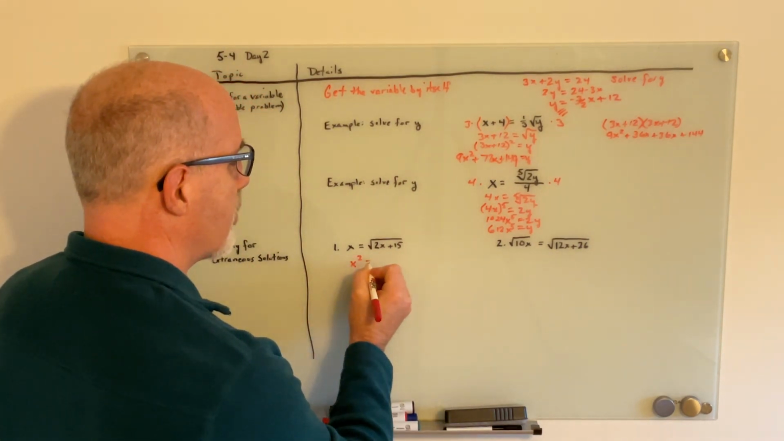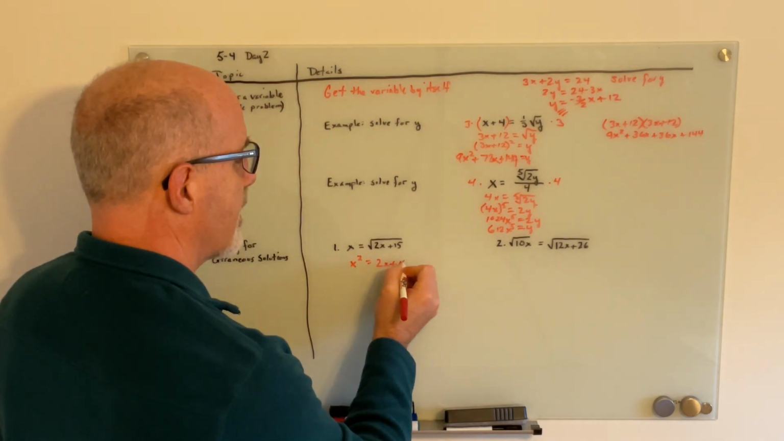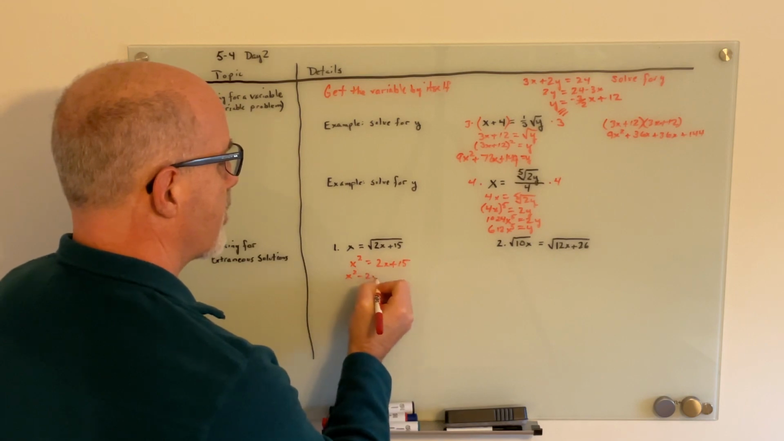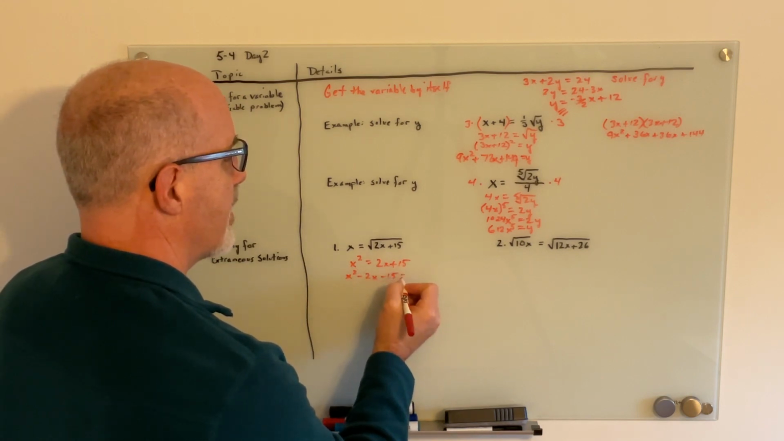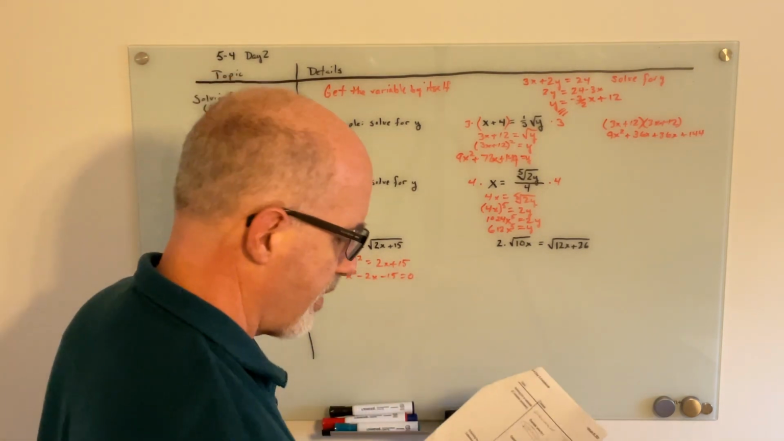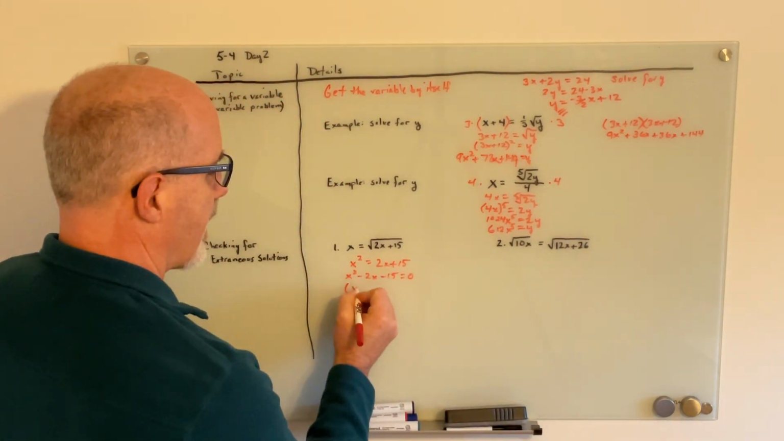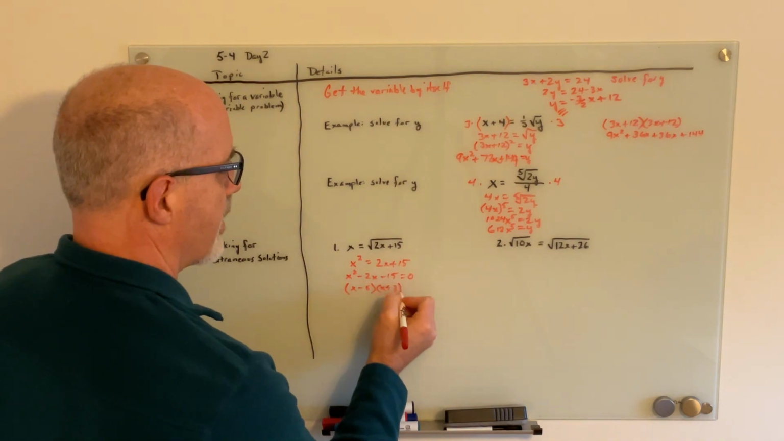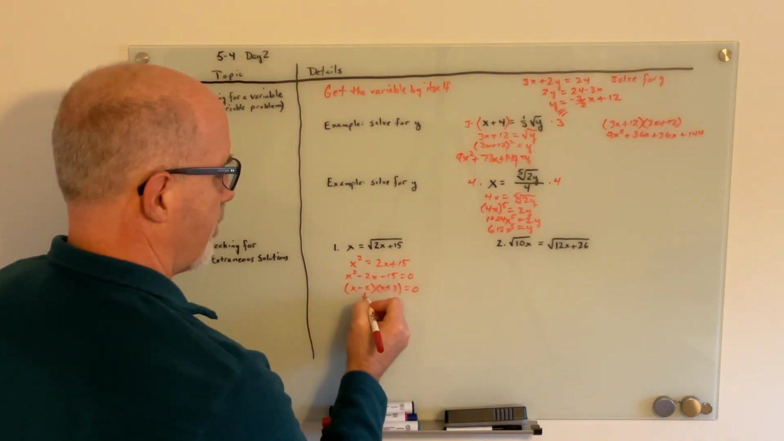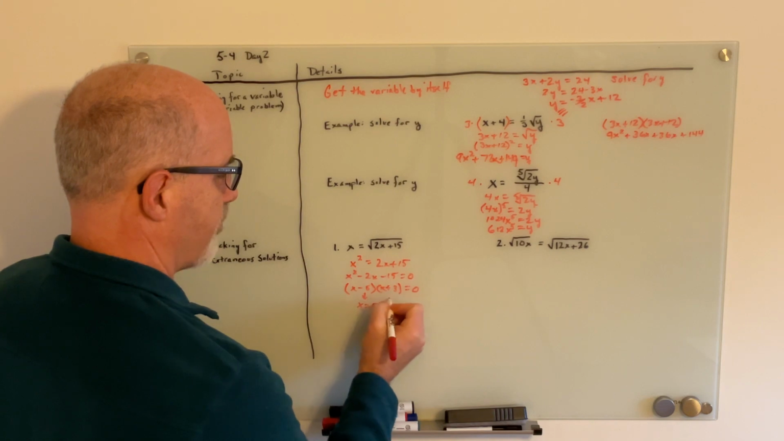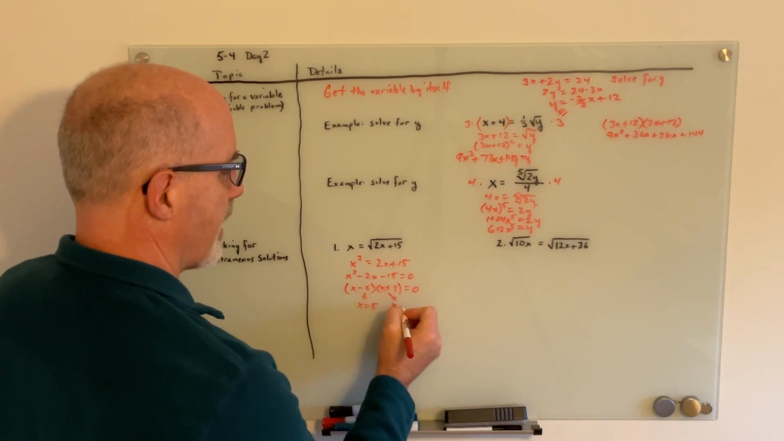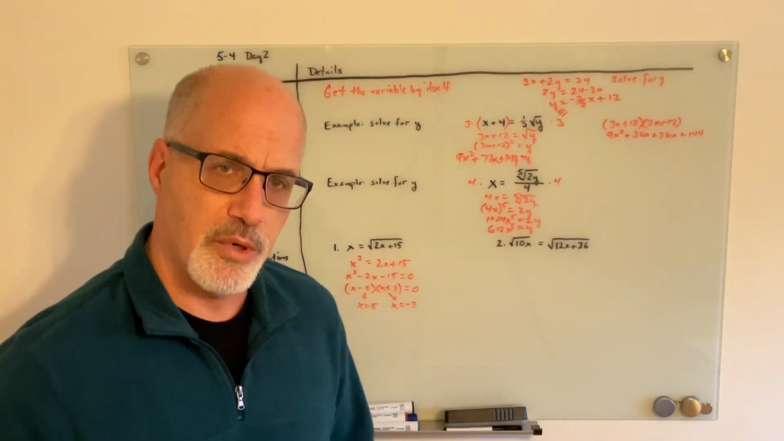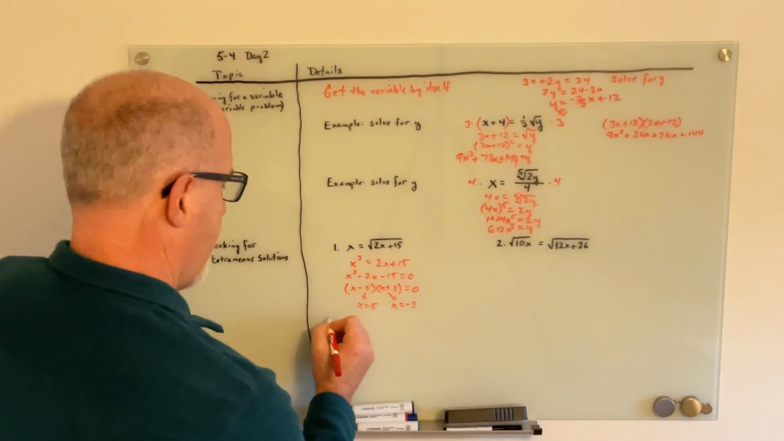You get x squared equal to 2x plus 15. Then you go ahead and let's subtract 2x, subtract 15 from both sides. Then we're going to factor to solve. So if you factor this, you're going to get x minus 5, x plus 3 equal to 0. Set this equal to 0 and you get x equal to 5. Set this equal to 0 and you get x equal to negative 3. Now let's check both of those to see if they work.